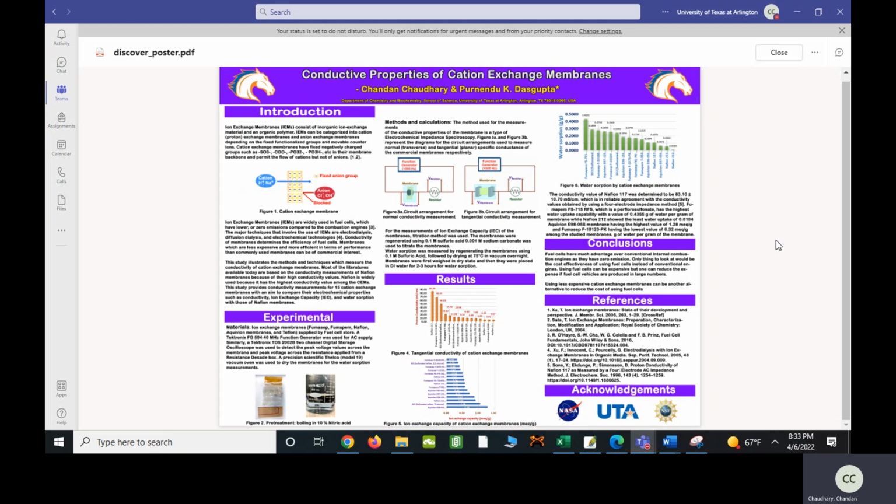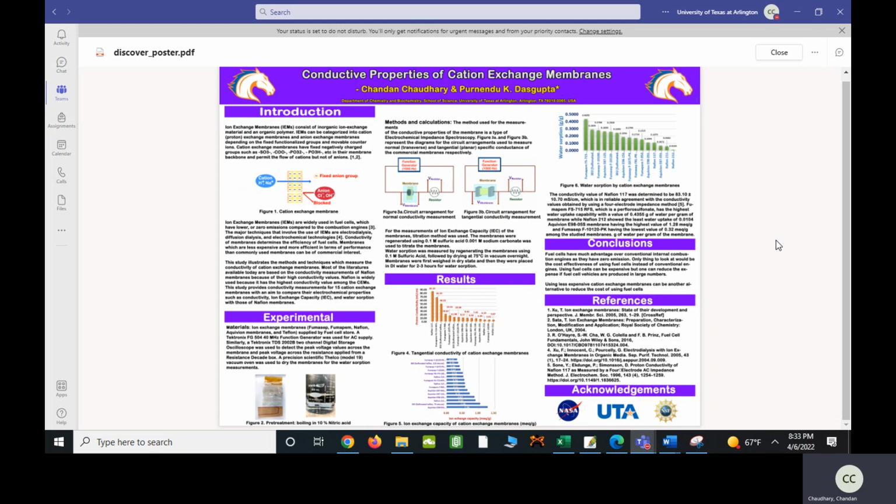Figure 4 shows the tangential conductivity measurements of cation exchange membranes, where Nafion 117 had the highest tangential conductivity value and Nafion 211 had the lowest conductivity value. Figure 5 shows the ion exchange capacity measurements of all these ion exchange membranes, and figure 6 shows the water absorption by cation exchange membranes, where one of the Fumapem membranes had the highest water absorption value.